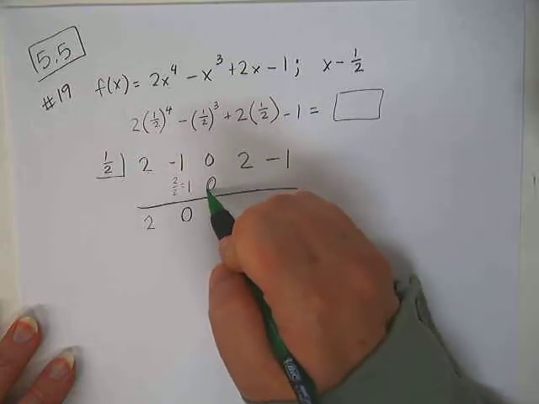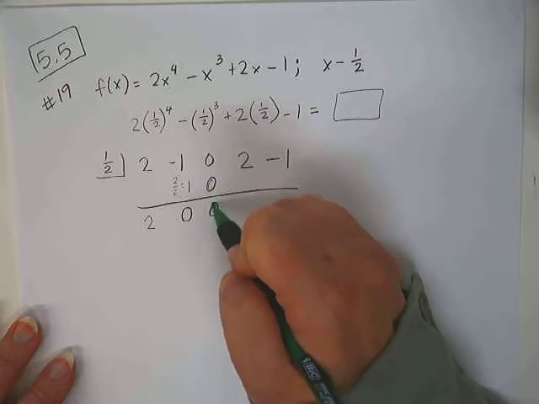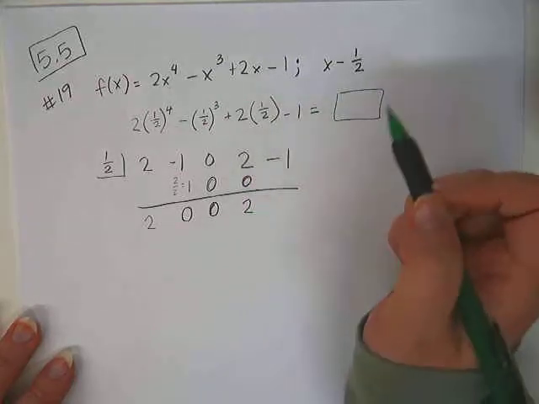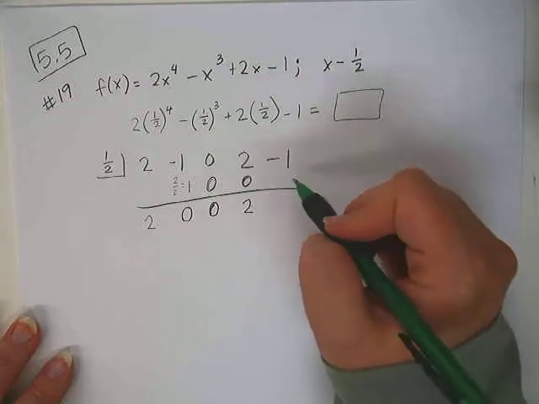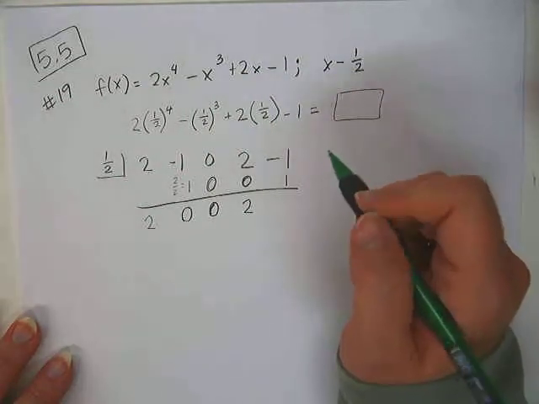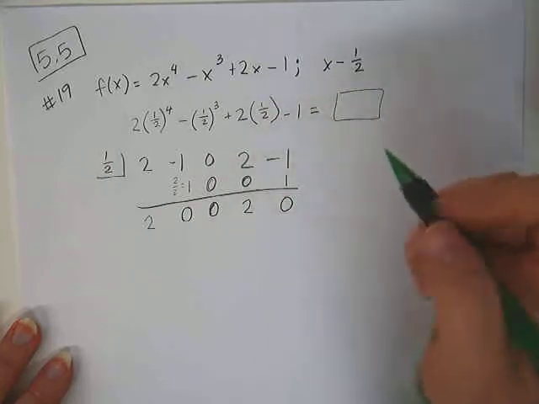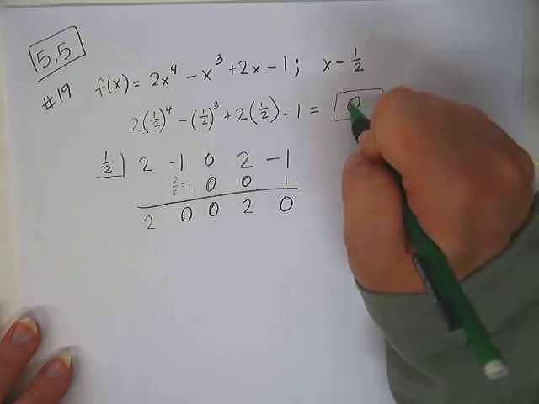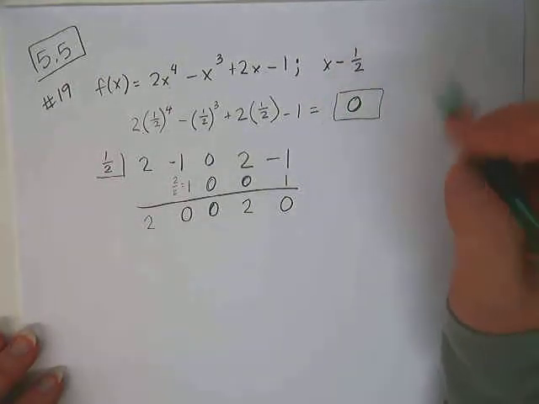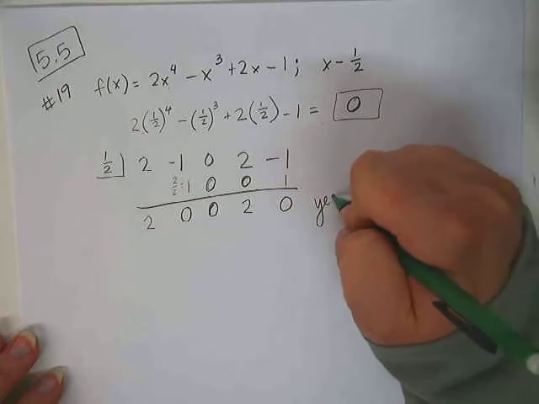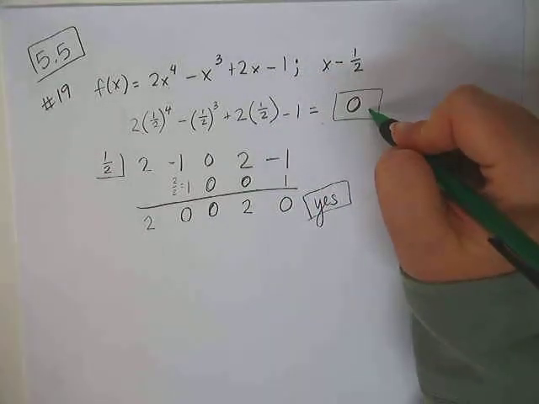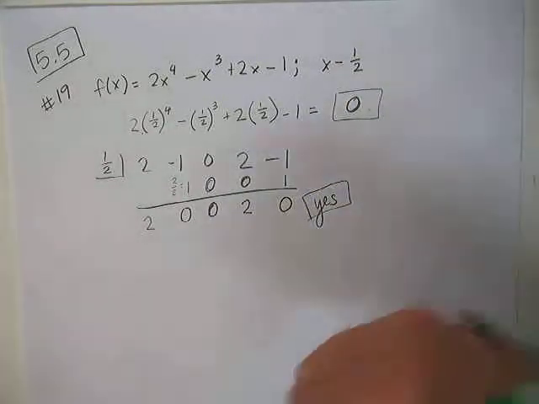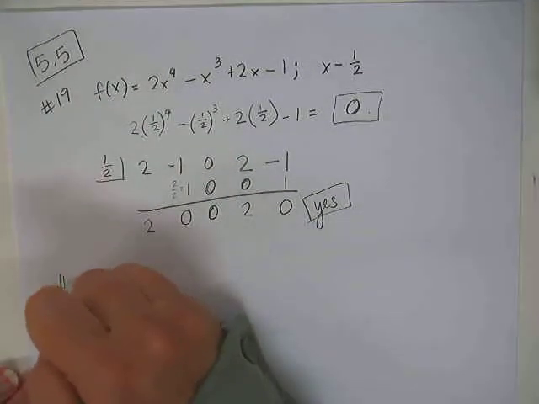0. And then 0 times 1/2 is 0. And 0 plus 0 is 0. And 0 times 1/2 is 0. And 2 plus 0 is 2. 2 times 1/2 again is 2/2, which is 1, and -1 plus 1 is 0. So this answer, if you did this just by plugging it in your calculator, you should have also obtained 0, did you? So the answer to this problem is yes. The answer is 0 for the rational roots theorem, and yes for the factor theorem, because you get a 0, it is a factor.